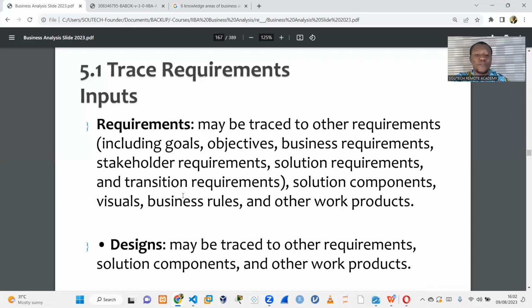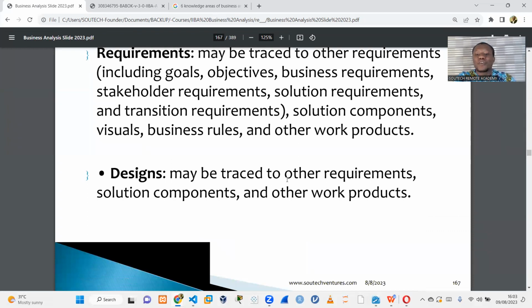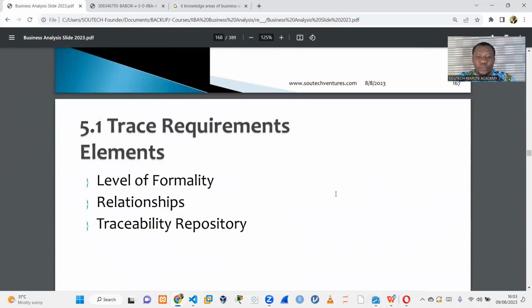Solution components, visuals, business rules, other work products. These are the things that you're going to require in order to try to trace requirements. And of course, designs. Designs may be traced to other requirements, solution components, and other work products.